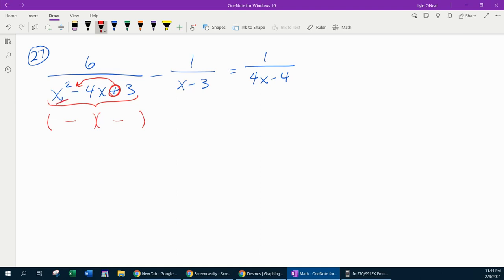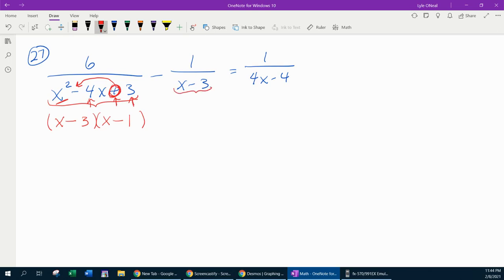What does it take to make x squared? An x times an x. For the other two blanks, I need numbers that multiply to make 3 and add to make 4. And that's going to be 3 and 1. Negative 3 times negative 1 is positive 3. Negative 3 and negative 1 is negative 4. So that is factored correctly.